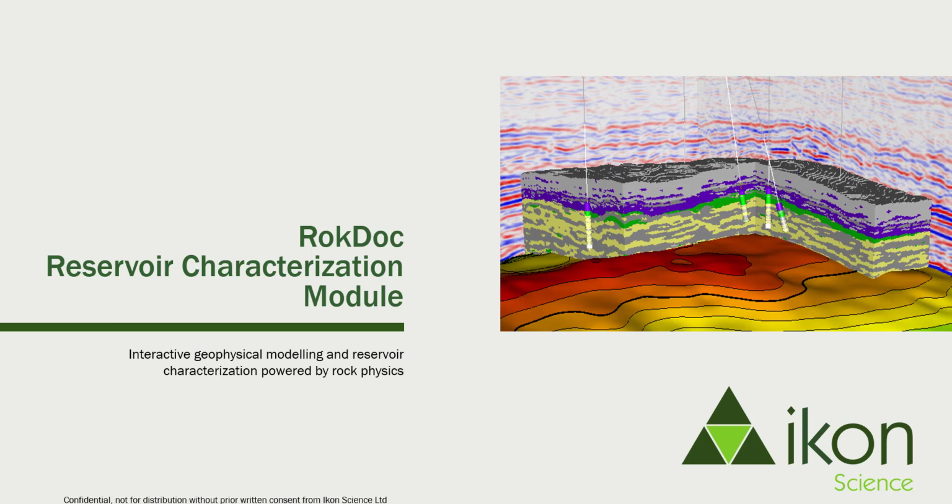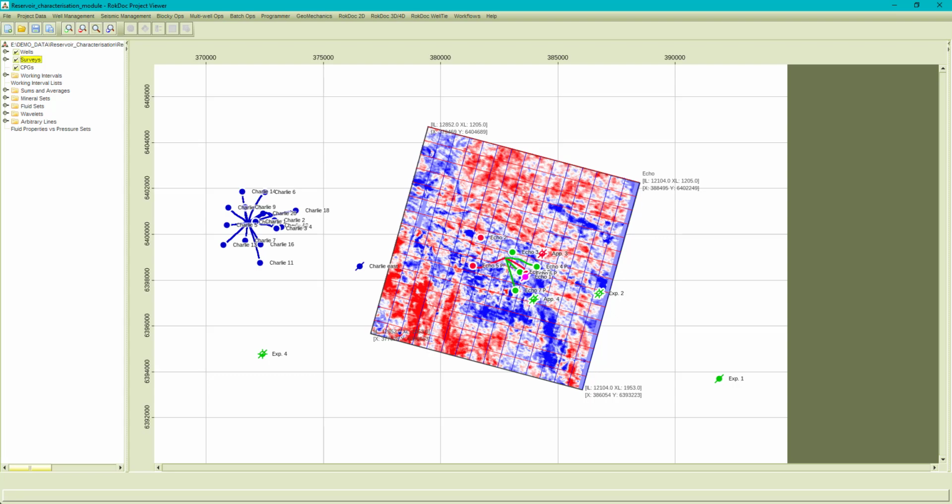In this video, we'll be focusing on RokDoc's Reservoir Characterization module, a powerful and interactive geophysical modeling, seismic inversion, and seismic reservoir characterization package. For the purposes of this demonstration, we'll be focusing on the appraisal of a discovered oil field. We have multiple appraisal wells, offset exploration wells, and seismic reflection data with interpretation covering the field. The aim is to use the seismic data to better understand reservoir geometry and architecture, and ultimately to predict reservoir properties from seismic. The analyses performed here are based on a robust rock physics analysis of the well data.